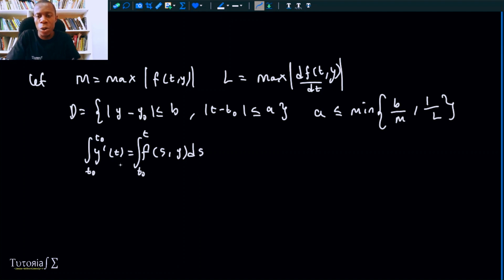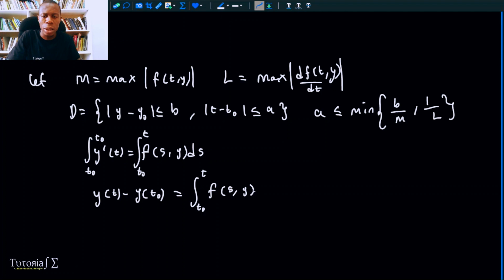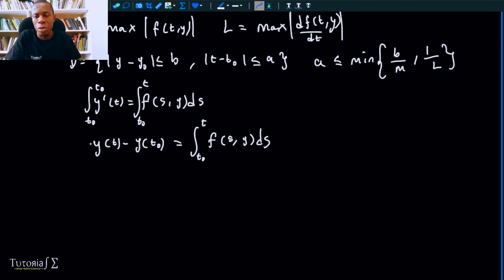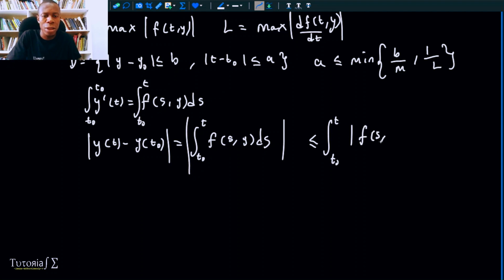So when we integrate on this side, we're going to have y(t) minus y(t₀) equal to the integral from t₀ to t of f(s, y) ds. So we have this, and when we introduce absolute values on both sides, if we want these absolute values to be inside, then this would be less than or equal to the integral from t₀ to t of the absolute value of f(s, y) ds.